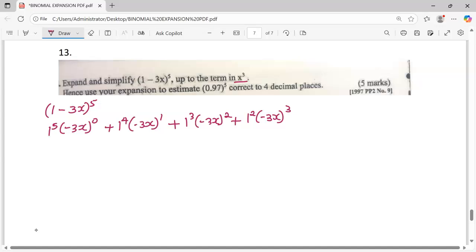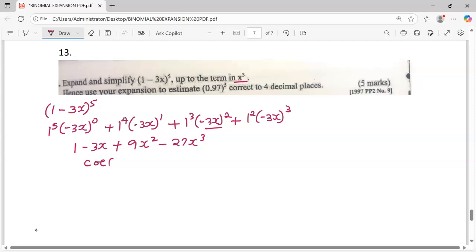Negative 3x to the power of 0 is 1, 1 to the power of 5 remains 1, and therefore 1 times 1 will be 1. We have 1 to the power of 4, which is 1 and doesn't affect negative 3x to the power of 1, which will be simply minus 3x. Then the next power we have is going to be even, and therefore the sign is going to be positive, because negative 3x squared will give us 9x squared. And lastly it's a minus because the power is odd. We are going to have negative 3x cubed, which is minus 27x to the power of 3.